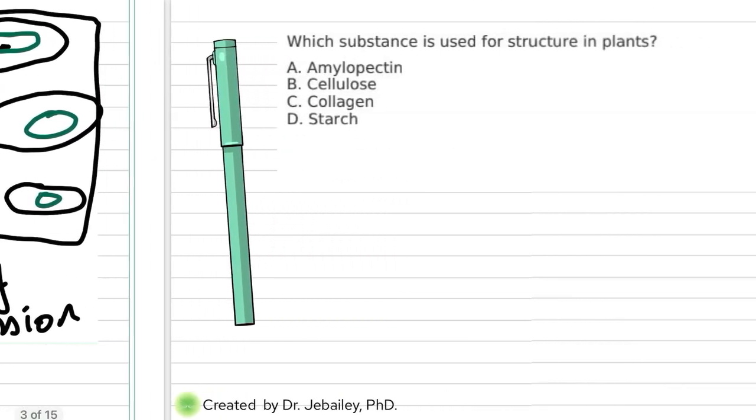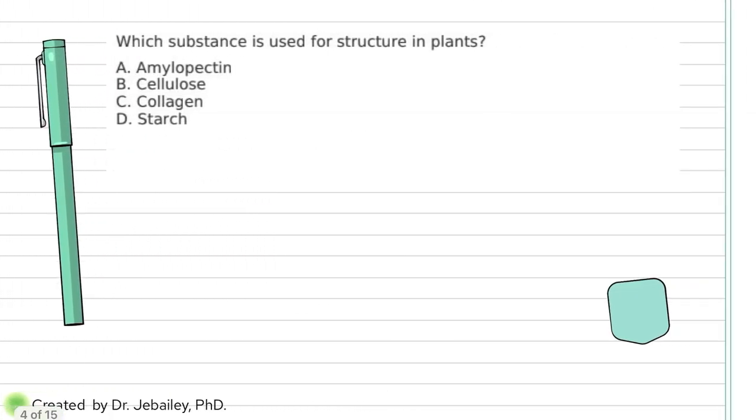Let's go to the next one. It says, which substance is used for the structure of plants? We're talking about which substance is going to be used for the structure of plants. When we say structure of plants, we're talking about keeping it standing.